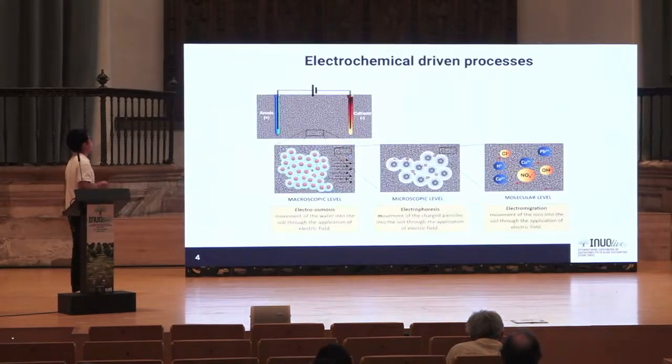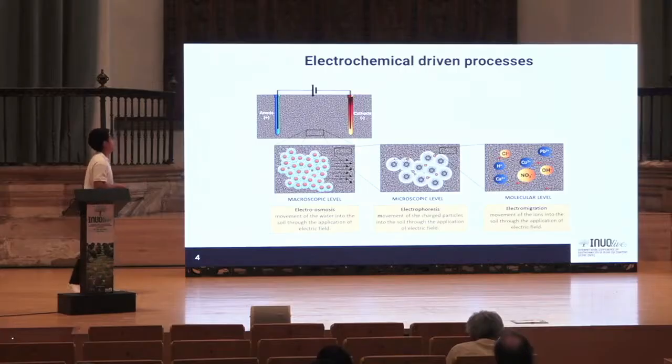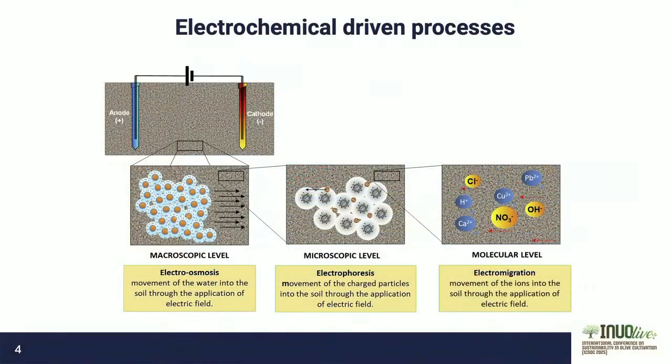We have some other processes as well. They are called electrochemical-driven processes. One of them is electroosmosis, which is basically the movement of water from one electrode to another electrode. Depending on the conditions of the soil, it is going to move, let's say, from the anode to the cathode or from the cathode to the anode.